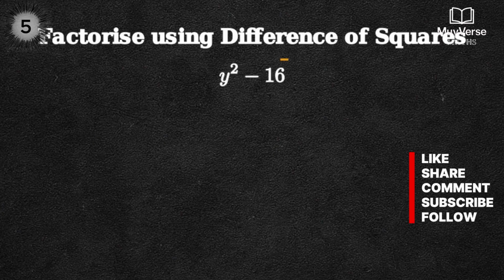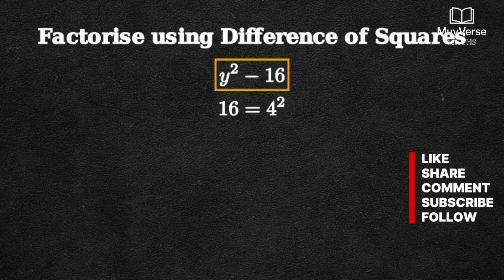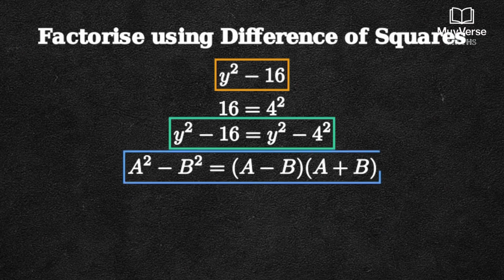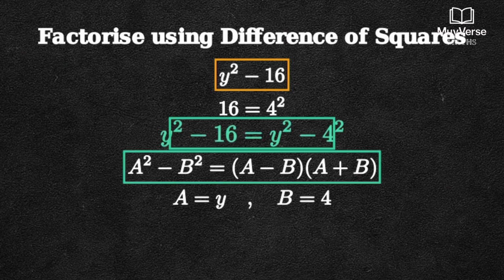In this lesson, we will factorize the expression using a fast visual cue. Read the problem. Factorize y squared minus 16. Step 1. Spot perfect squares. 16 is 4 squared. Rewrite the expression so both terms are clear squares. Step 2. Recall the difference of squares. A squared minus b squared equals (a minus b) times (a plus b).